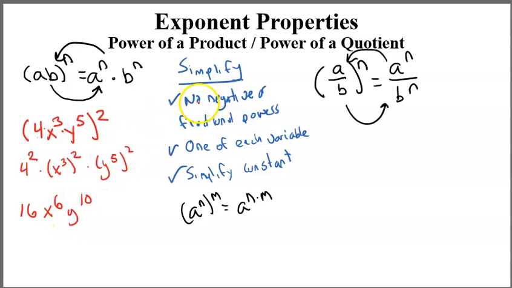So look, no negative or fractional powers, check. One of each variable, so I have 1 x and 1 y, check. And the 16, I can't simplify that further. So there's that. Okay, let's do the other one.